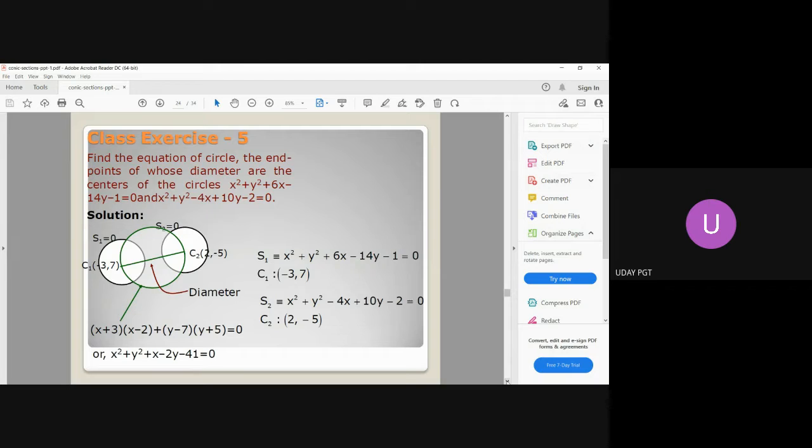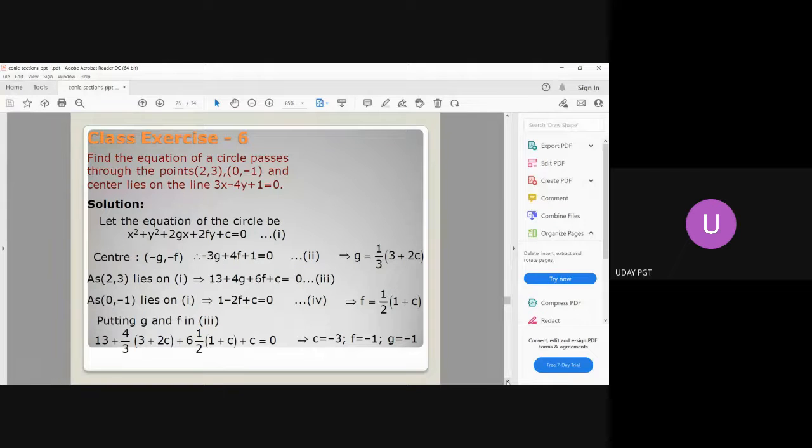Find the equation of the circle whose diameter end points are the centers of two given circles. These are the different problems we are discussing here. One circle is x square plus y square plus 6x minus 14y minus 1 equal to 0. The other is x square plus y square minus 4x plus 10y minus 2 equal to 0. These two circles' centers will be the end points of the diameter. When the end points of the diameter are (x1, y1) and (x2, y2), the required equation of the circle is (x minus x1)(x minus x2) plus (y minus y1)(y minus y2) equal to 0.